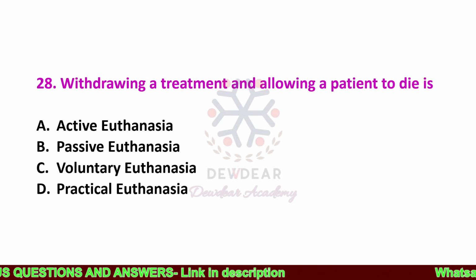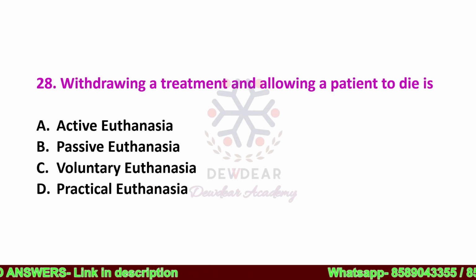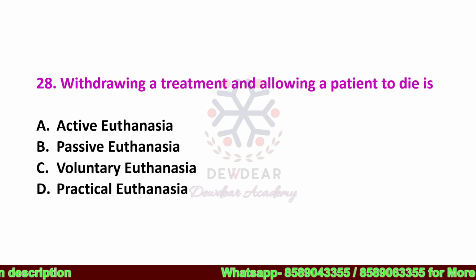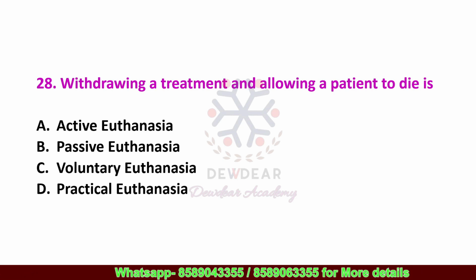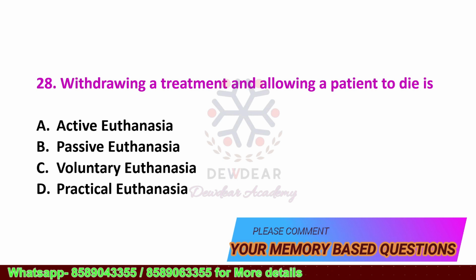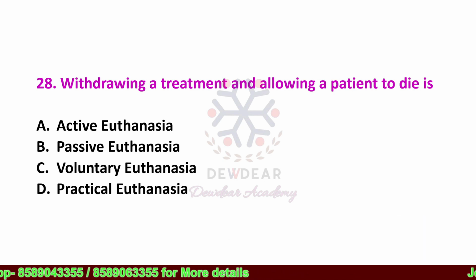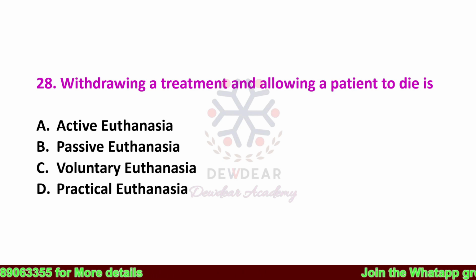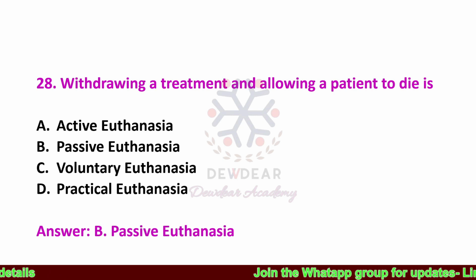Now question number 28. Withdrawing a treatment and allowing a patient to die is. Options are active euthanasia, passive euthanasia, voluntary euthanasia, practical euthanasia. Withdrawing a treatment and allowing a patient to die is. So here correct answer is option B, that is passive euthanasia.